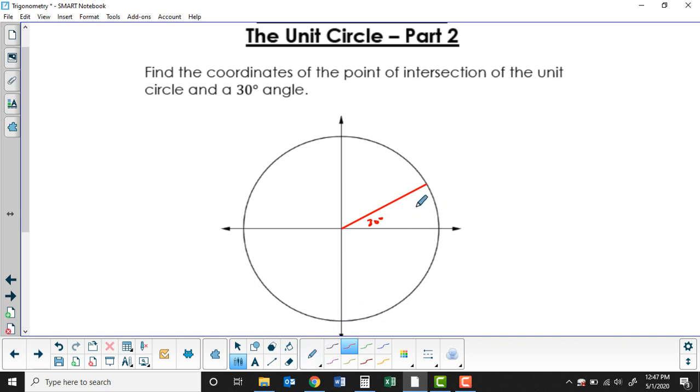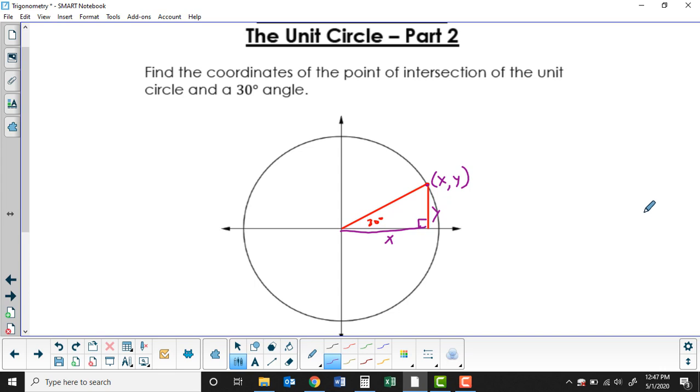right? And what we're trying to find is the coordinates of this point right here. Well, what we want to do is drop a side straight down so that we can make a right triangle out of this. Okay, so here's our right triangle right here. So if we want to know what the coordinates are right here, we need to know what this x is and what this y is.